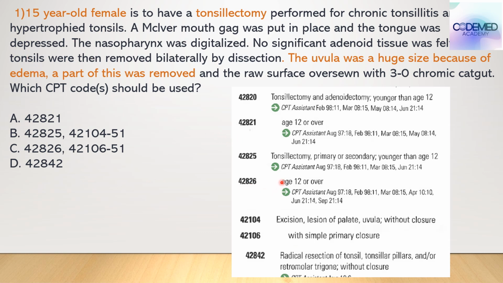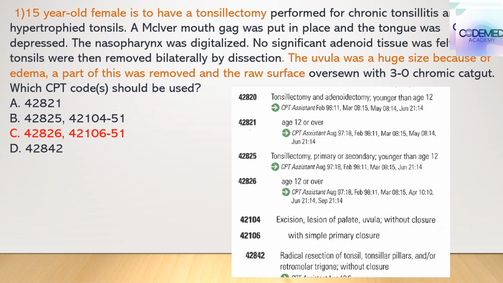Now 42825 is the tonsillectomy, primary or secondary, younger than age 12. We need to consider the age of the patient also. And 42842 is a radical resection of the tonsil, tonsillar pillars, and retromolar trigone without closure. So these are the decoys. So let us see what our answer is.